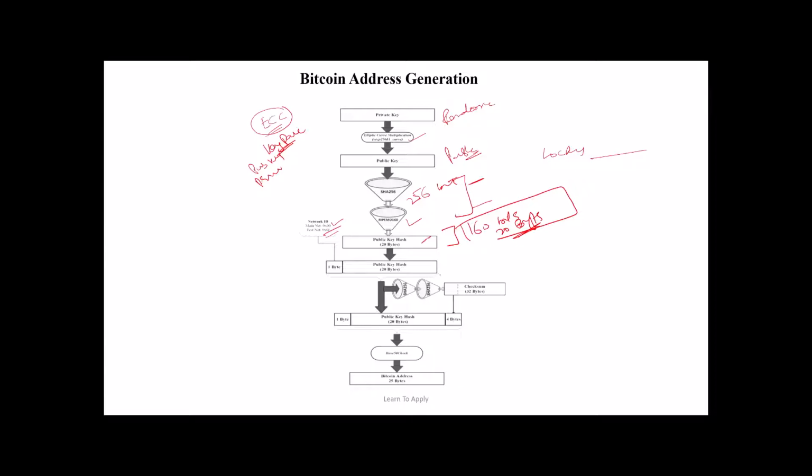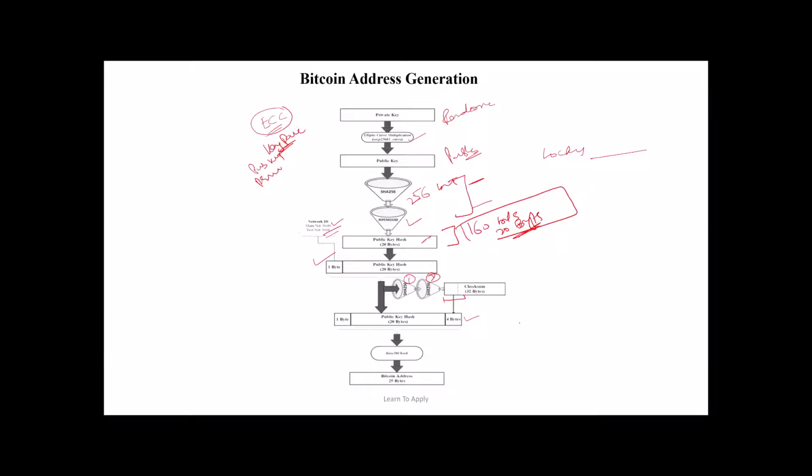After adding this 1 byte, we have 21 bytes. We need to calculate the checksum. The checksum is simple double SHA-256 hashing: first SHA-256, then again SHA-256. The output of SHA-256 is 256 bits, that is 32 bytes. Among the 32 bytes, we take only 4 bytes from the MSB, the most significant bytes. We add those 4 bytes to the previous step, which is the 1 byte network ID plus the public key hash, with the 4 bytes at the end.